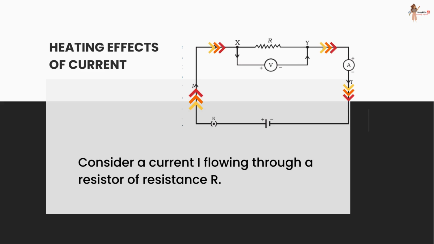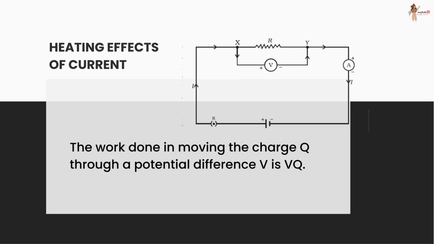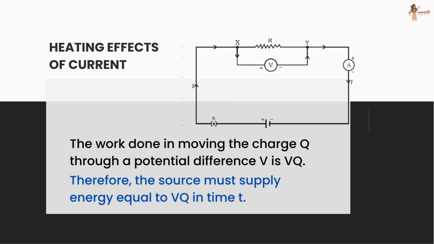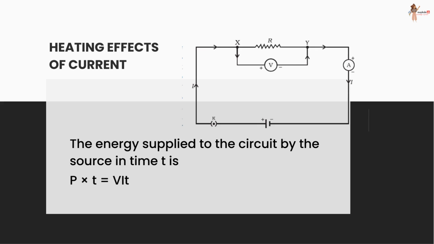Consider a current I flowing through a resistor of resistance R. Let the potential difference across it be V. Let T be the time during which a charge Q flows across. The work done in moving the charge Q through a potential difference V is VQ. Therefore, the source must supply energy equal to VQ in time T. Hence, the power input to the circuit by the source is V into Q by T, which is V into I, or the energy supplied to the circuit by the source in time T is P into T, that is V into I into T.